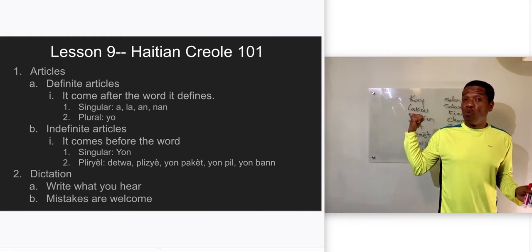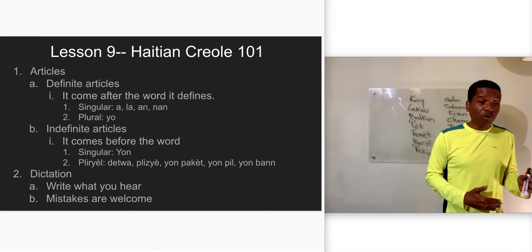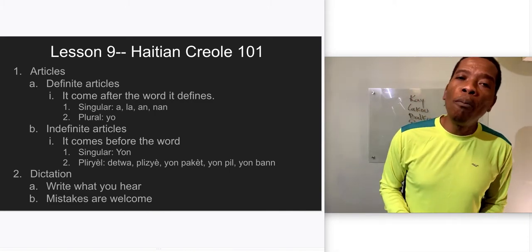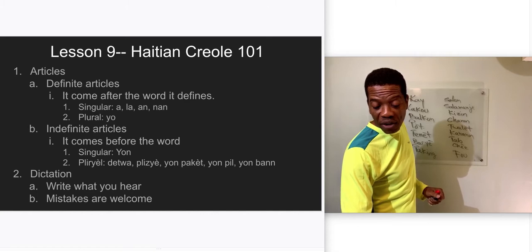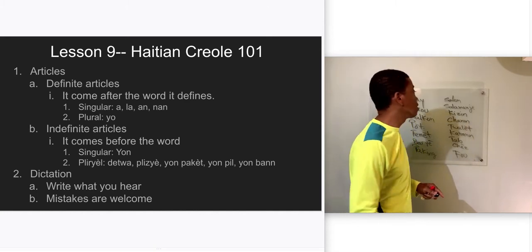We just saw that when it's definite, the article comes after. But if it's indefinite, the article comes first. For instance, as I was saying, an apple, yon pomme, yon pomme. For indefinite articles, it comes before the word. And for singular, it's yon.